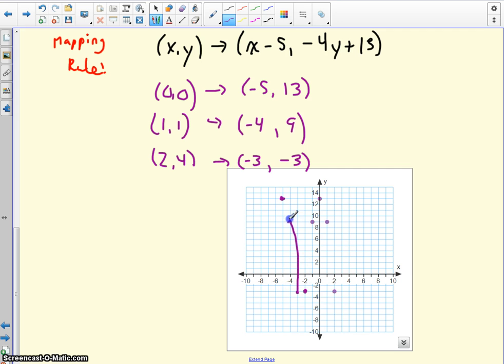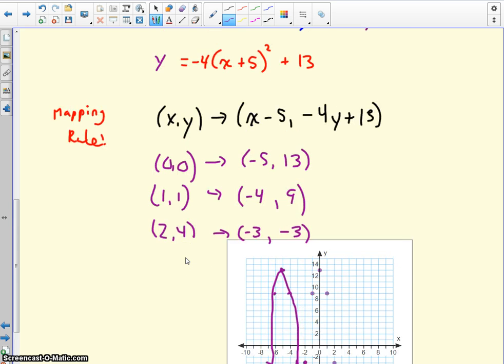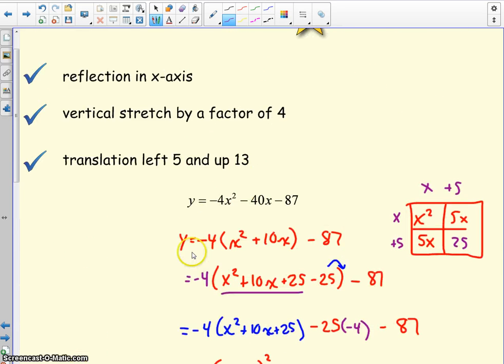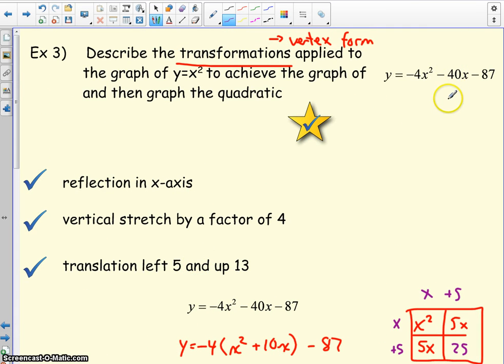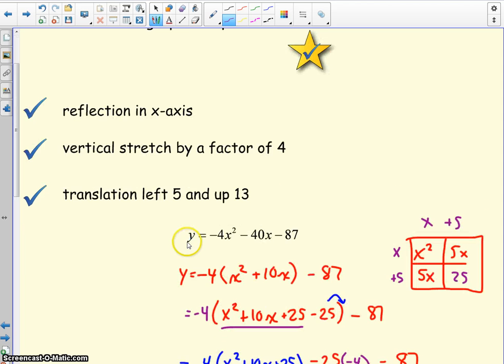So that would give me half my parabola right here. I can use symmetry to get the other half, or I could use more points from y equals x squared, and I could generate my sketch or my graph from there. Okay, so that would be the graph of this guy, y equals negative 4x squared minus 40x minus 87, using a mapping rule.